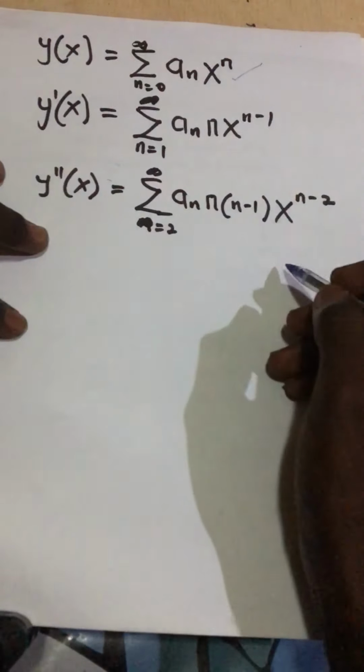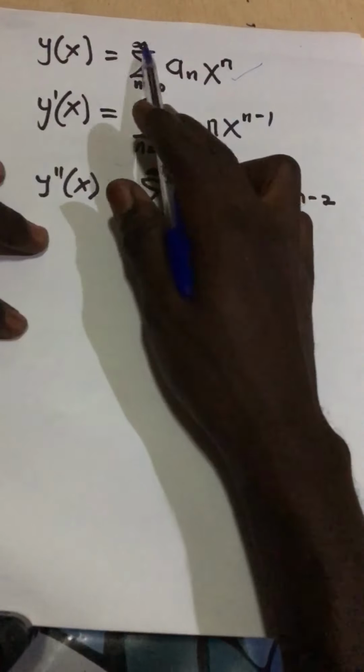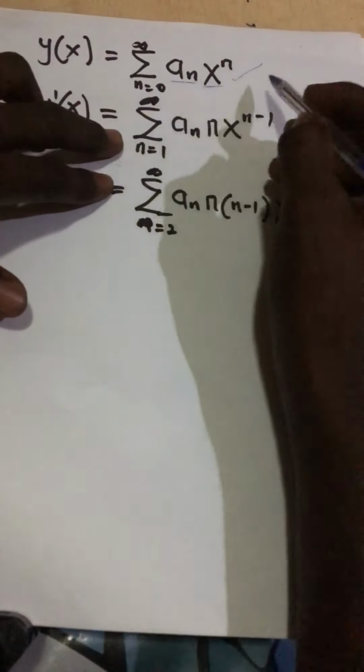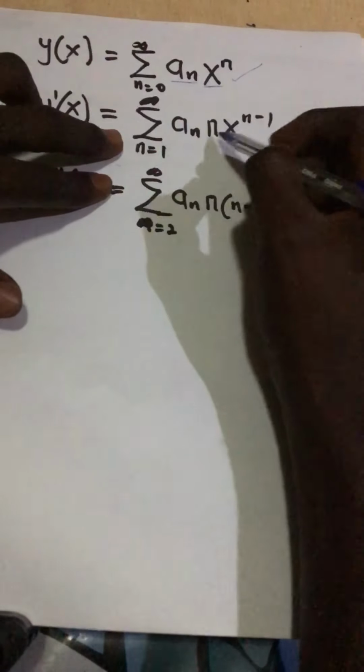When you have a power series, this is our power series with the index starting from 0 to infinity. When you take the derivative of the power series, that's y prime, it will give us a summation with the index from 1 to infinity. This is a constant, and this is our variable that we are working on. We use the exponent of the variable to multiply the series, and then we subtract 1 from it.